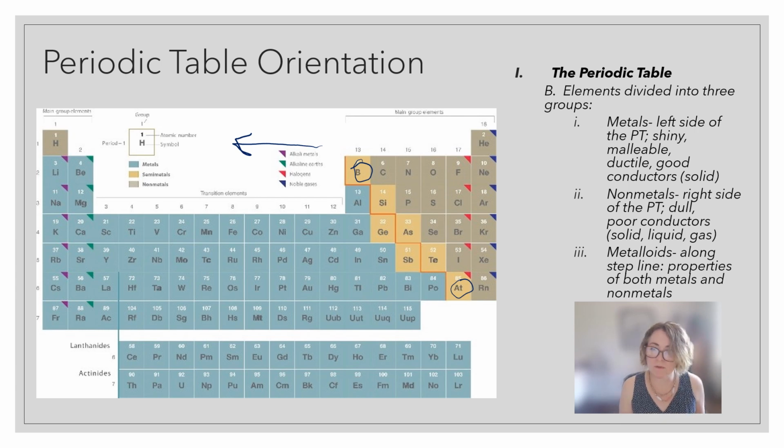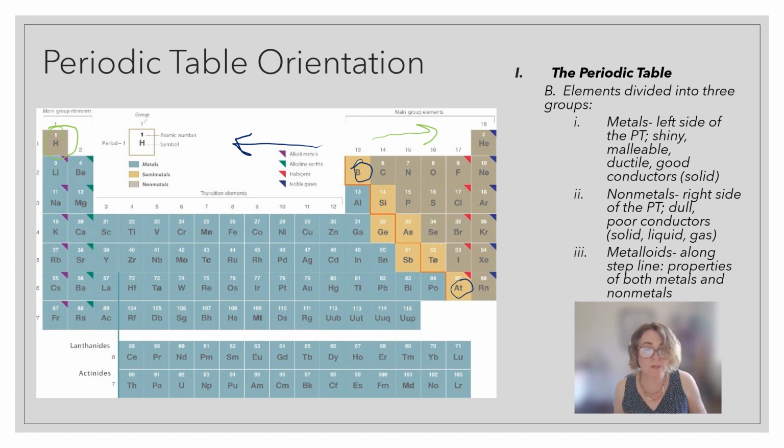Nonmetals are going to be found on the right side of the stair step, so they are going to be found on the other side. You will need to make sure that you remember that hydrogen, although it does sit on the left side of the periodic table, is a nonmetal, and so it is shaded in brown on this particular slide. They tend to be dull. They are poor conductors of electricity and heat.